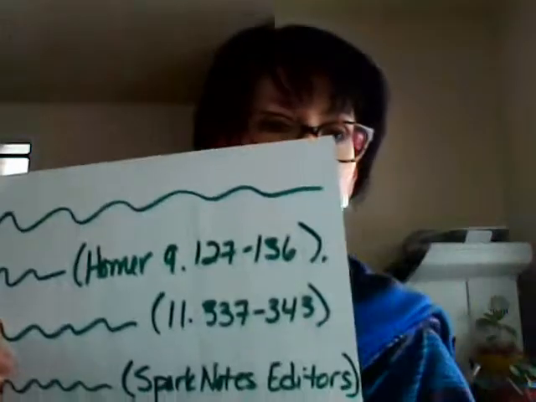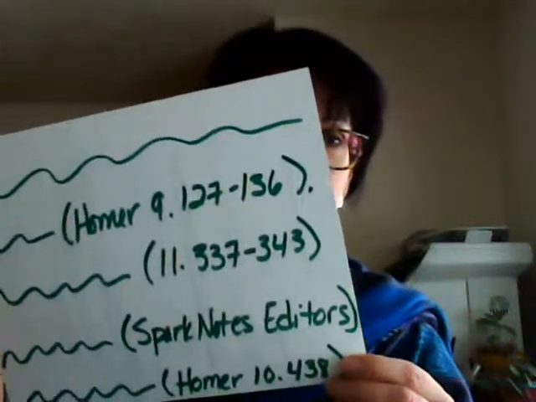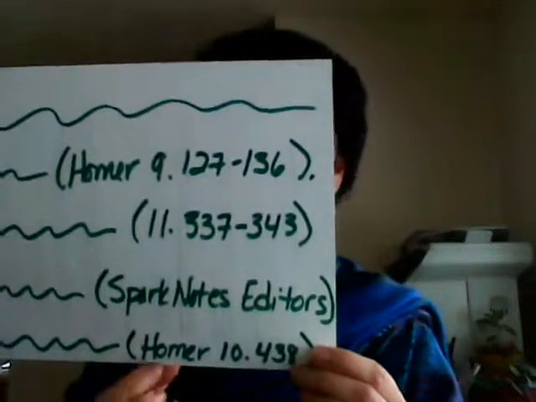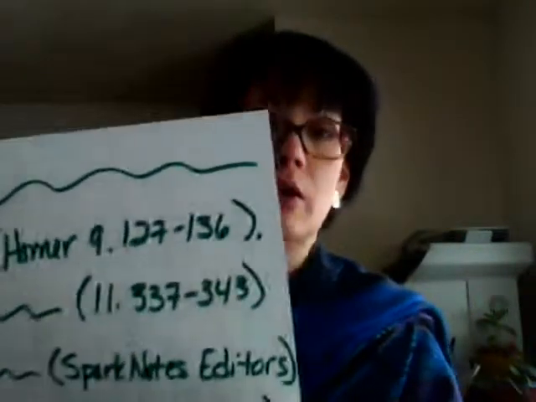Then finally, since we've switched sources, we went to SparkNotes. When we come back to the text and we're citing from Homer again, obviously we have to make that transition and say, okay, back to Homer now. I hope that makes it fairly easy for you. So that's works cited and then parentheticals.